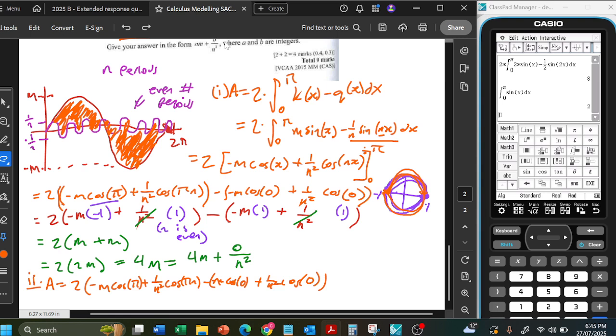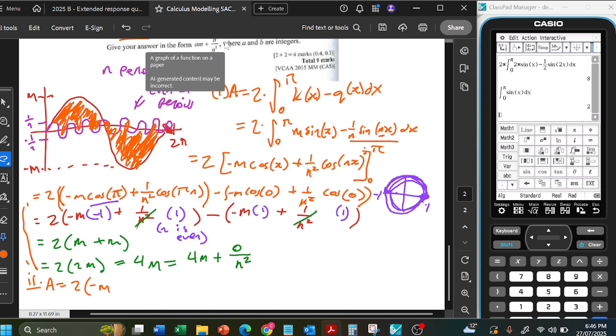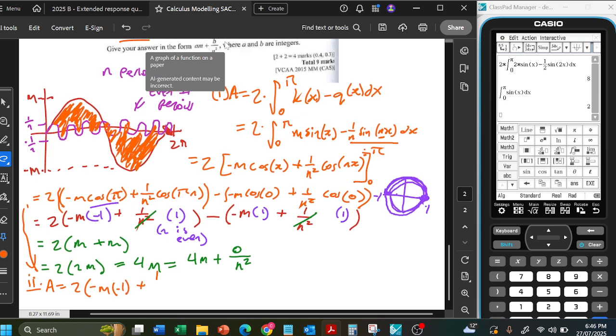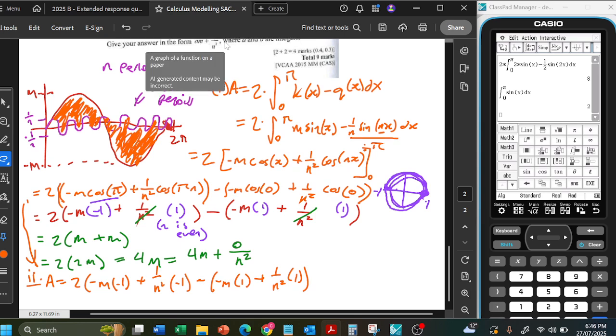Well, that means that this expression over here, which is just this line copied down, is going to become, first up, cos pi is still just equal to -1. That doesn't change. Then we have 1 on n squared times cos pi n, which is now equal to -1, minus negative m cosine 0, that's still equal to 1, and we have 1 over n squared times cosine 0, which is still also equal to 1. So how does this simplify down now?